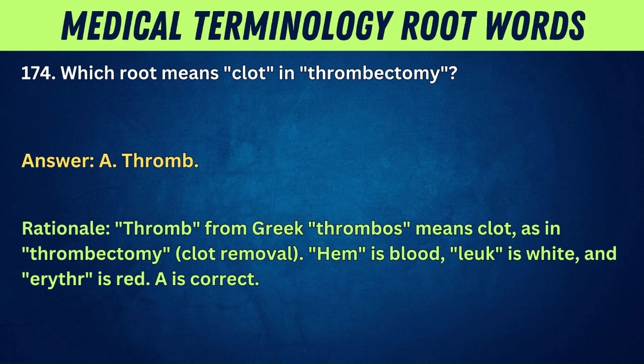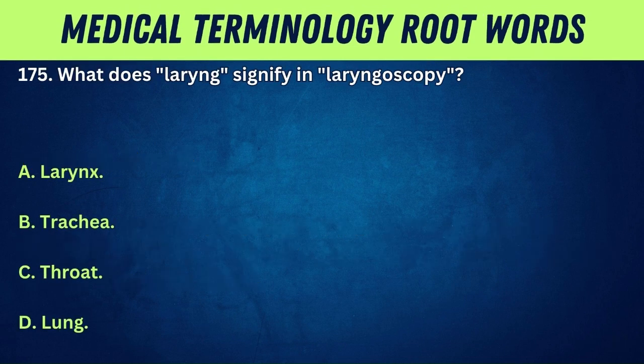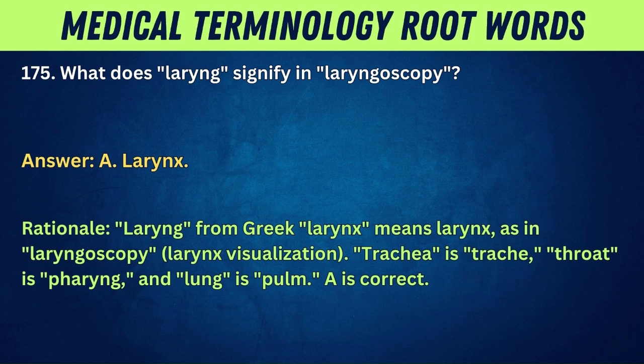A is correct. 175. What does laryng signify in laryngoscopy? A. Larynx. B. Trachea. C. Throat. D. Lung. Answer: A. Larynx. Rationale: laryng, from Greek larynx, means larynx, as in laryngoscopy, larynx visualization. Trachea is trache, throat is pharyng, and lung is pulmon.